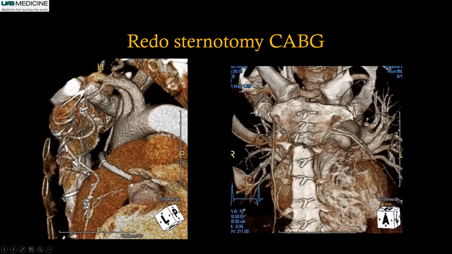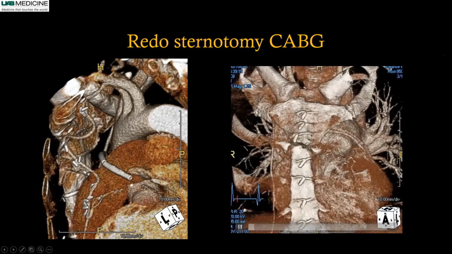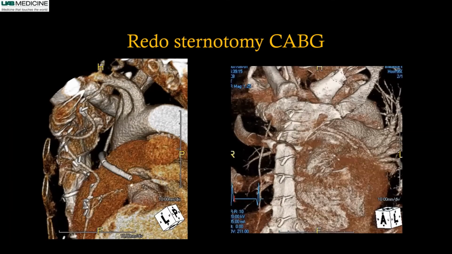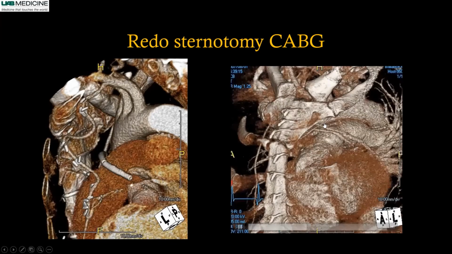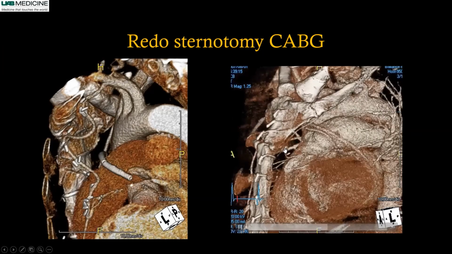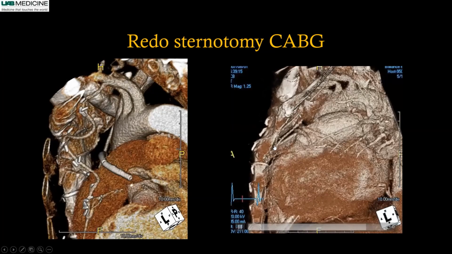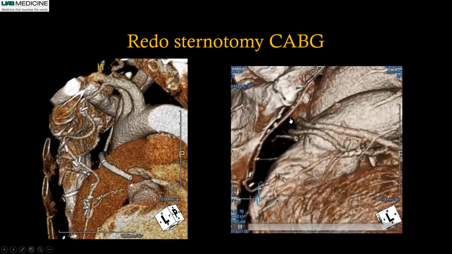And this is just a reformat. You can see this tortuous vessel, the LIMA graft, which is behind the sternum. And this is important information if the patient is undergoing a repeat coronary artery bypass surgery through a redo sternotomy. You're looking at where exactly is the graft, and here this graft is very, very close to the sternum. So you have to be very careful not to cut this branch when you reopen the chest.